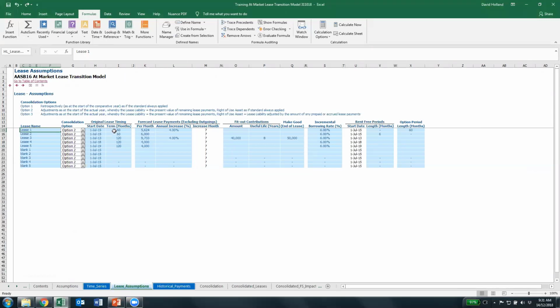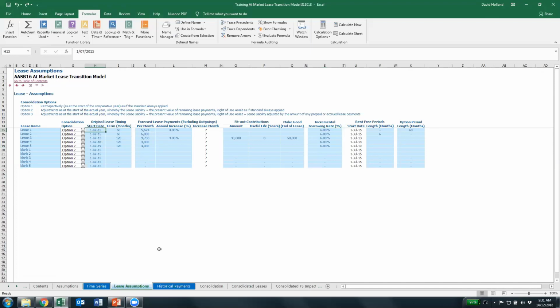You had a term of 60 months. I will come back to the per month payment because that's an area that you may have got incorrect. There's a fixed annual increase of 4%. The increased month is locked on the anniversary date. There was no fit out, no useful life, no make good, and an incremental borrowing rate of 6%, no rent-free periods, and an option period of 60 months that you're virtually certain of.